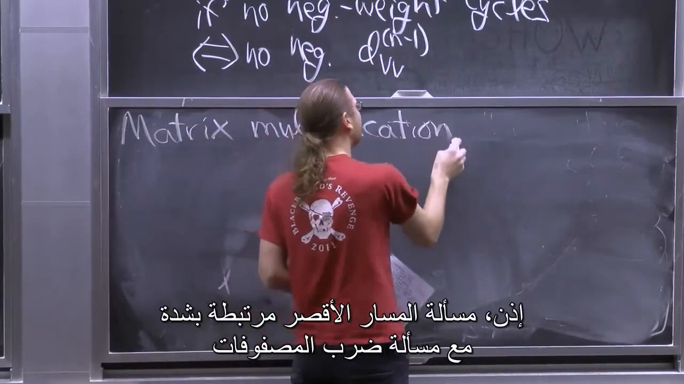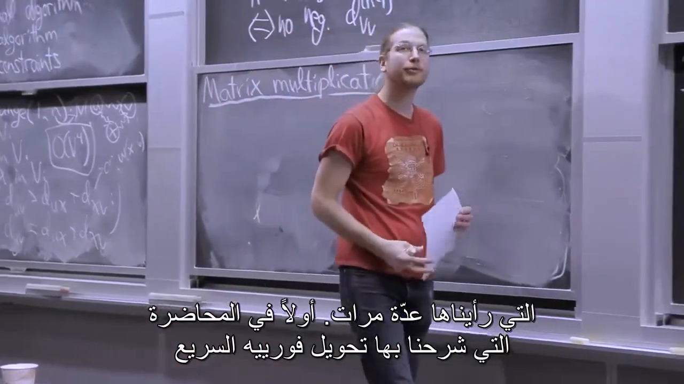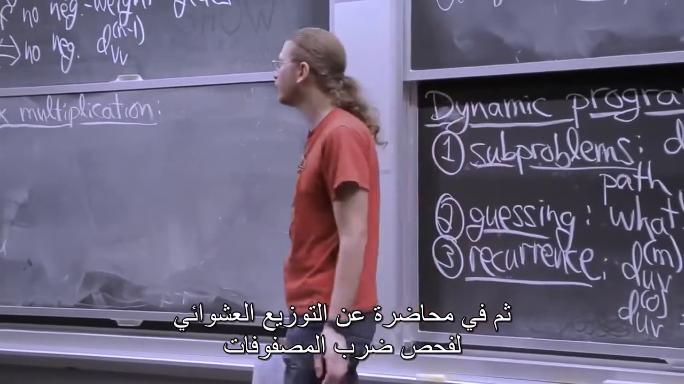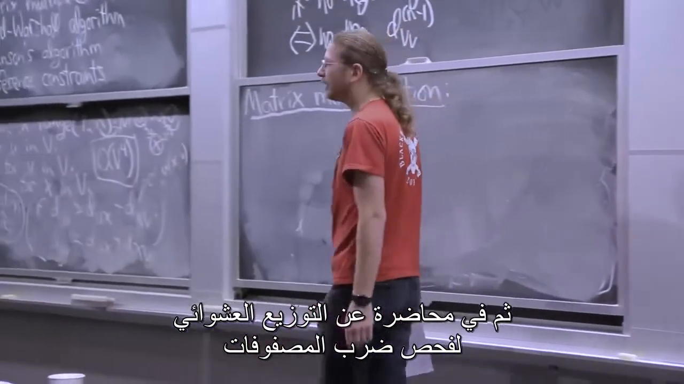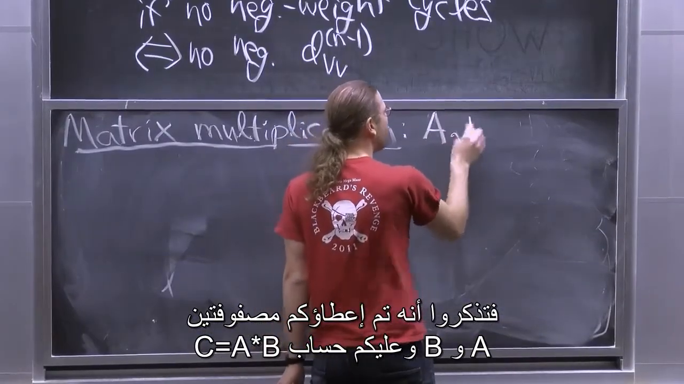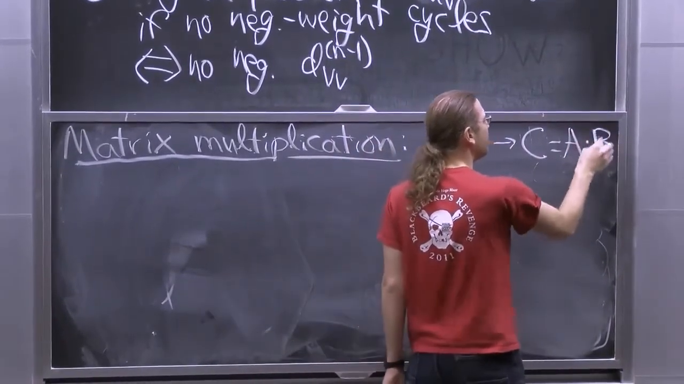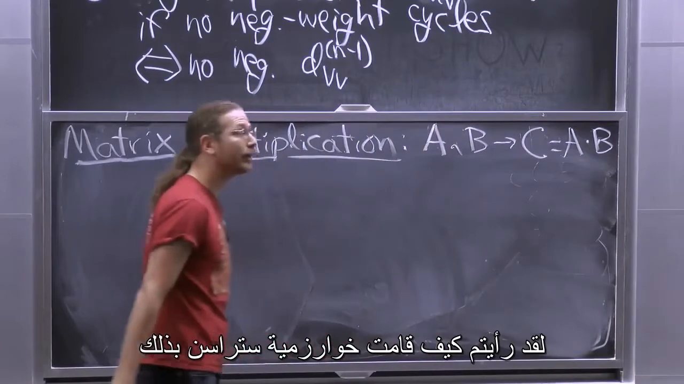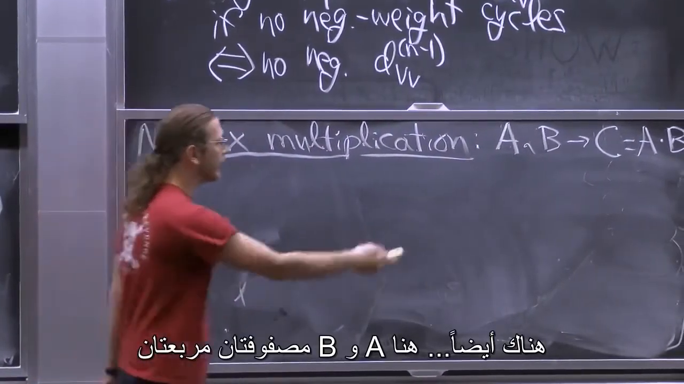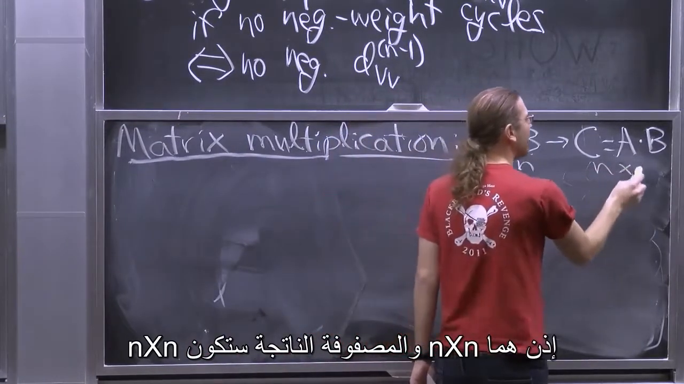So shortest paths is also closely linked to matrix multiplication, a problem we've seen a couple of times, first in the FFT lecture, and then in the randomization lecture for checking matrix multiplies. So you remember you're given two matrices A and B, and you want to compute C equals A times B. You've seen Strassen's algorithm to do this. Here A and B are square, let's say. So they're n by n. The product will be n by n.